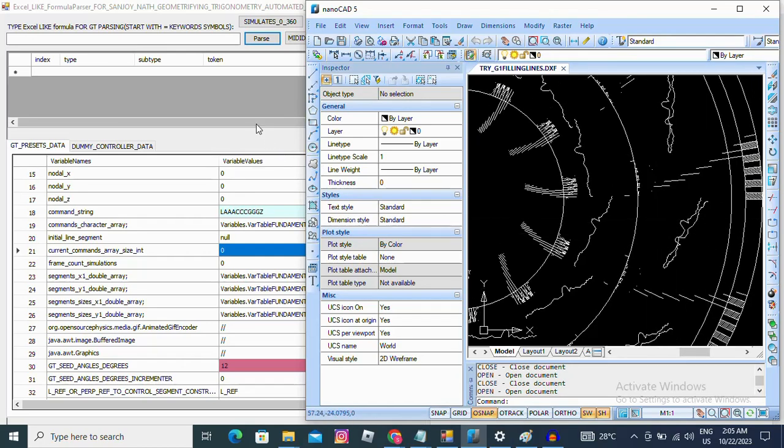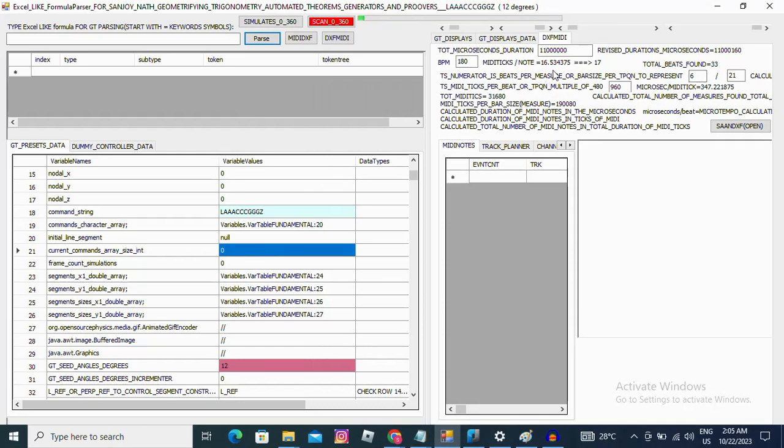Let's see how the music looks like. After generating this geometry, we can configure the BPM, the duration, the measure size, and the number of notes per beat. We can configure the MIDI ticks per beat, or the TPQ, where TPQN means ticks per quarter note, and beats are normally per quarter note, but it will not behave as a quarter note properly every time, because we have taken it as 6 by 21.